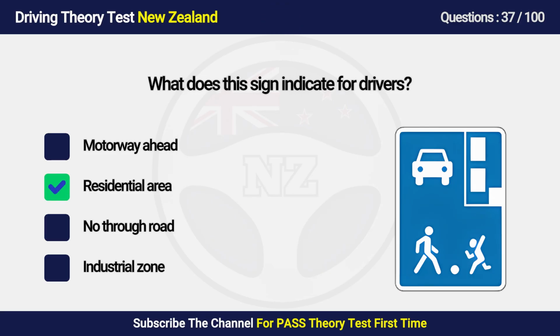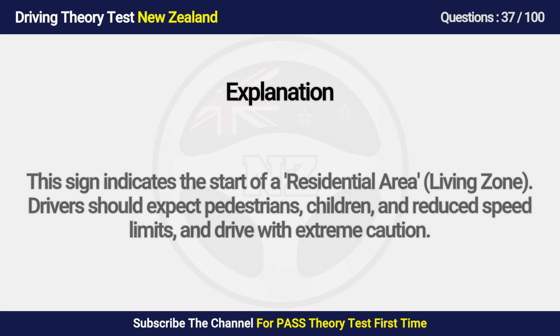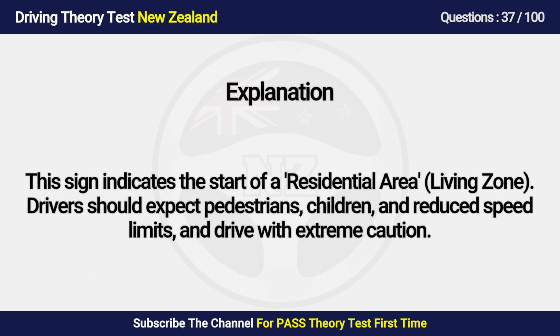Answer is B. Residential area. This sign indicates the start of a residential area or living zone. Drivers should expect pedestrians, children, and lower speed limits, and drive with extreme caution.